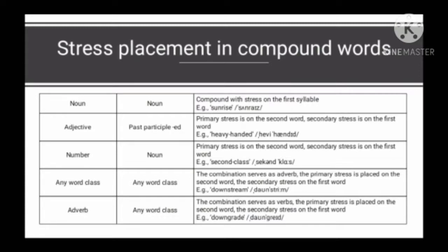Then if it's comprised of two words of any word class, then the combination serves as an adverb. The primary stress is placed on the second word, while the secondary stress is on the first word. The example of this is downstream. And then there are compound words comprised of an adverb and any word class. Then the rule is the combination serves as a verb. The primary stress is placed on the second word, and the secondary stress on the first word. The example of this is downgrade.